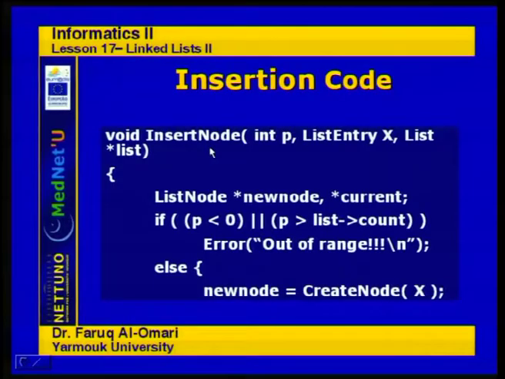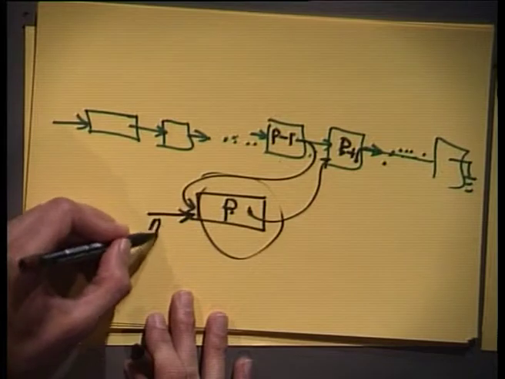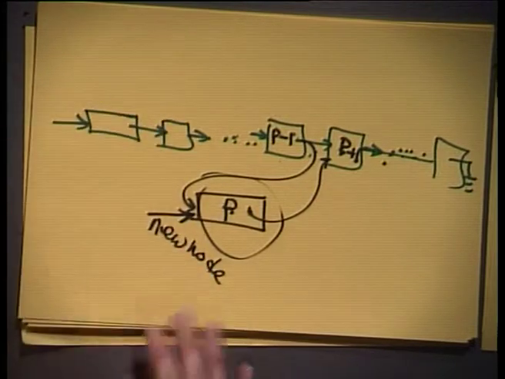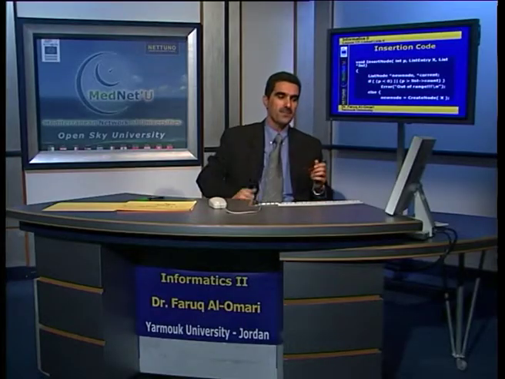Insert node. Integer P, entry X, and a pointer to the list. Okay, I'm going to define some local variables which I'm going to use along the way. A pointer of type list node called new node, which is going to point to the new node to be created, because I'm going to create a new node. And this new node is going to be inserted in the existing list.